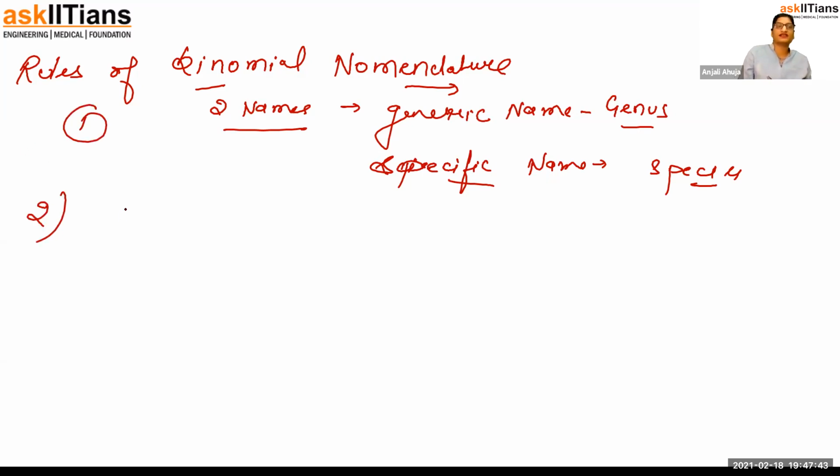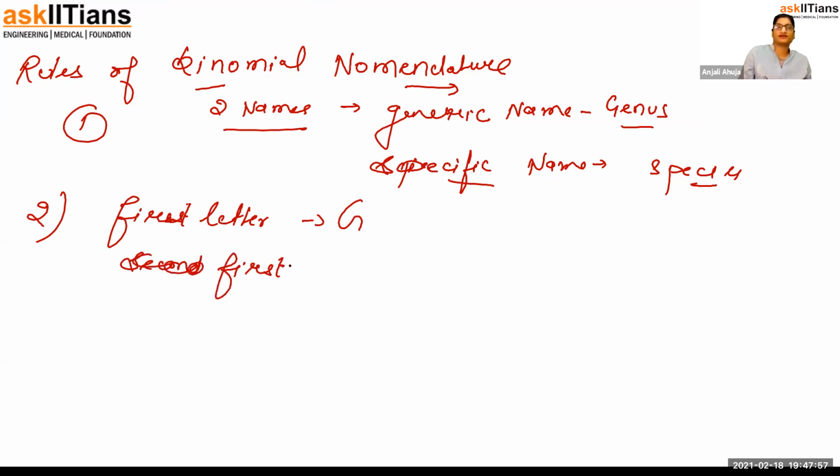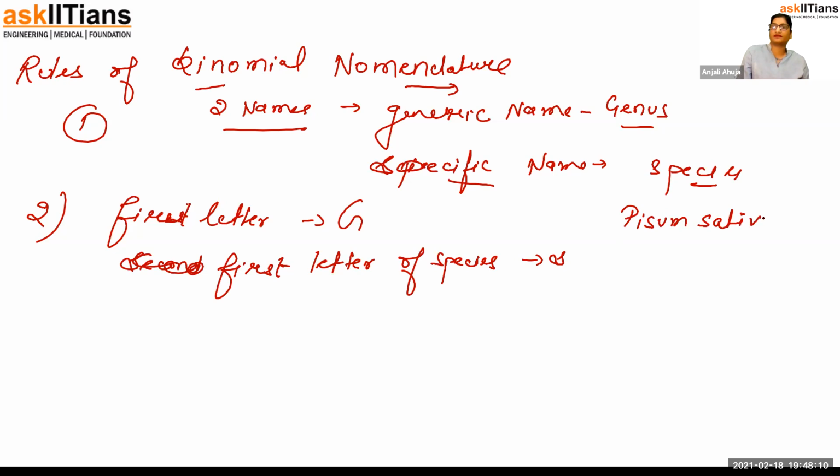The second rule is that the first letter of the genus name should be capital, and the first letter of the species should be small. Like I was saying, Pisum sativum should be written as Pisum with a capital P and a small s in sativum, that way. Now, the third rule is that, that's a small one, I have written a bigger one there.